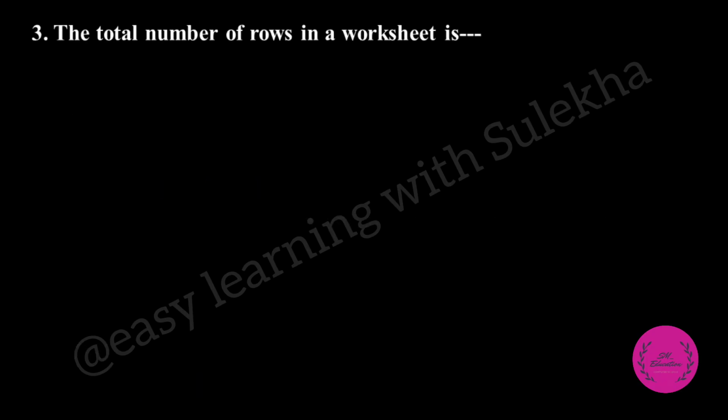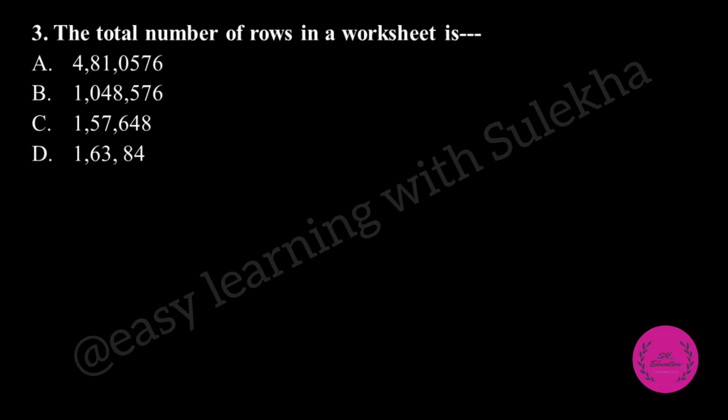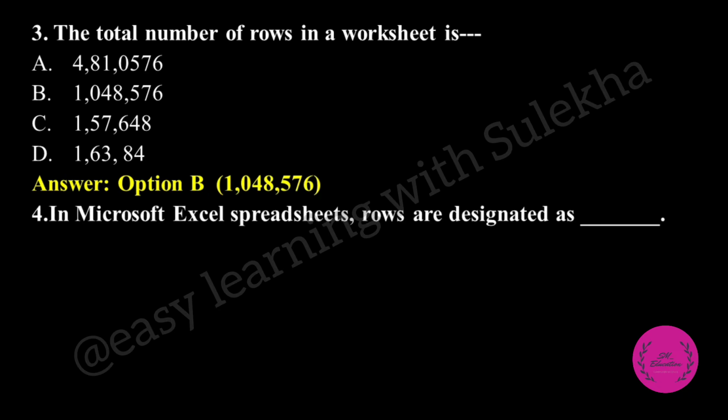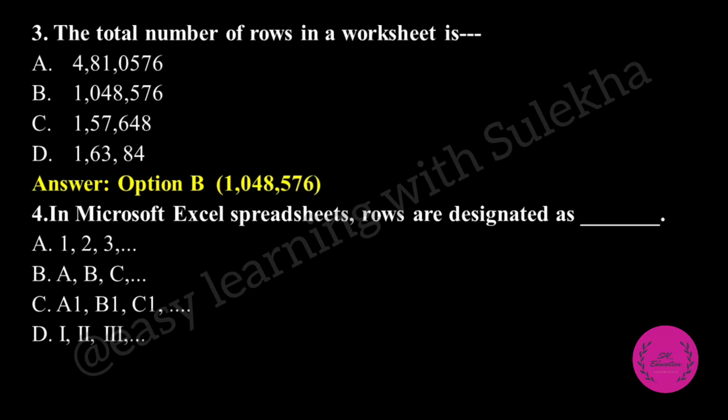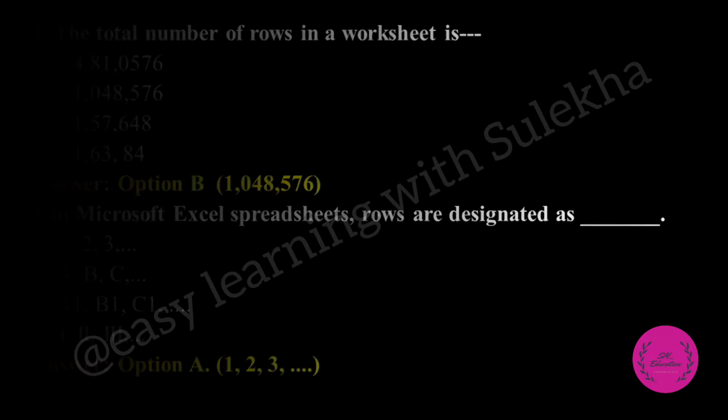Next question. The total number of rows in a worksheet is, and these are the options, and the right answer is 10,48,576. Next question. In Microsoft Excel spreadsheet, rows are designated as 1, 2, 3, or ABC, or A1, B1, C1, or I, double I, triple I, and the right answer is 1, 2, 3.